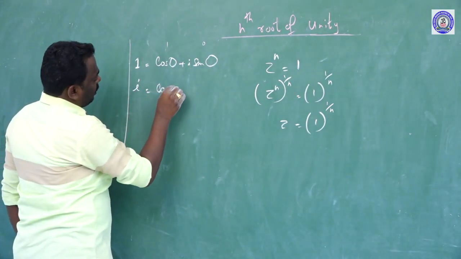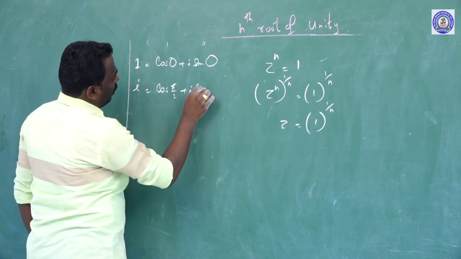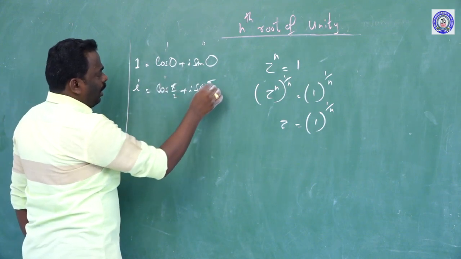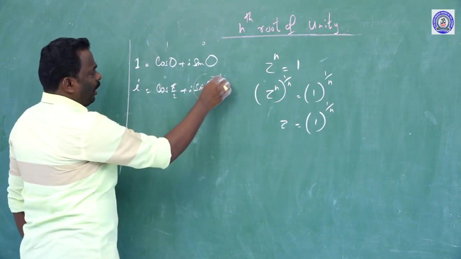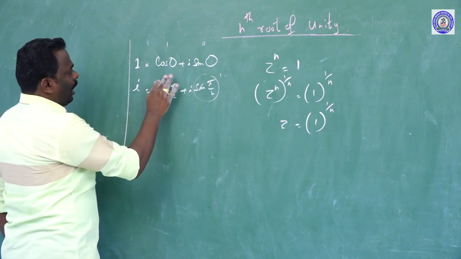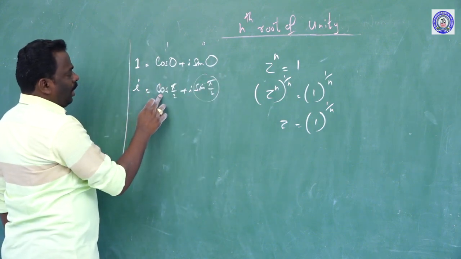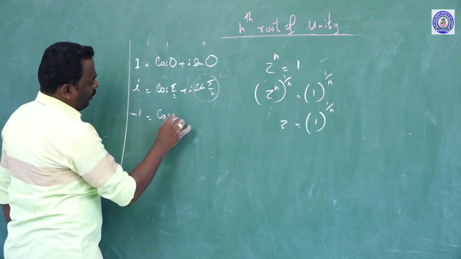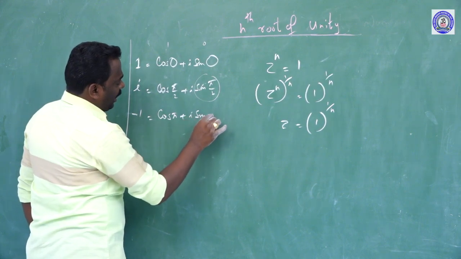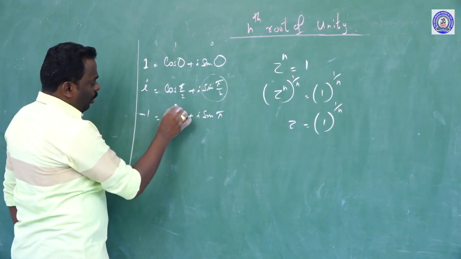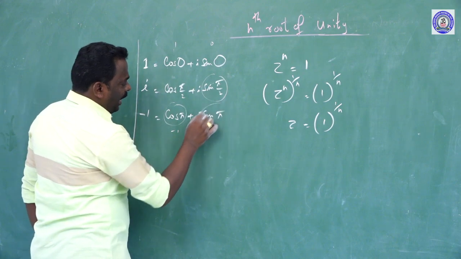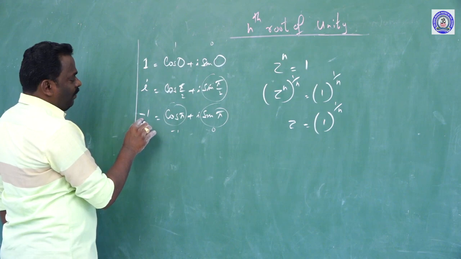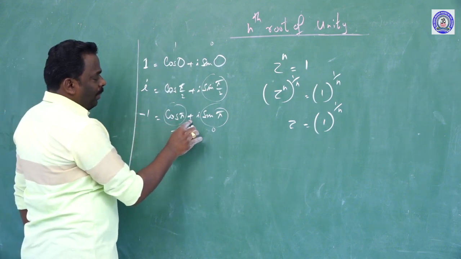Therefore cos pi by 2 plus i into sin pi by 2. Cos 90 degrees equals 0 and sin 90 degrees equals 1. Therefore 1 into i equals i. So the polar form of i equals cos 90 plus i into sin 90. Then minus 1 equals cos pi plus i sin pi. Cos pi equals minus 1, sin pi equals 0, so the second term cancels, leaving minus 1. Therefore the polar form of minus 1 equals cos pi plus i sin pi.